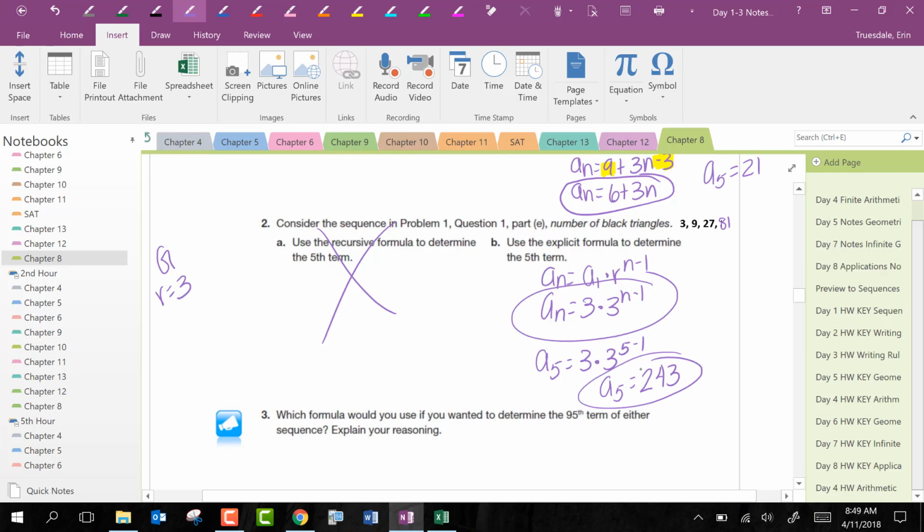Try it. You want to make sure you're typing it in right, because if you're typing it in wrong, the whole rest of the chapter you're going to be typing it in wrong. Good? Everybody able to get 243?